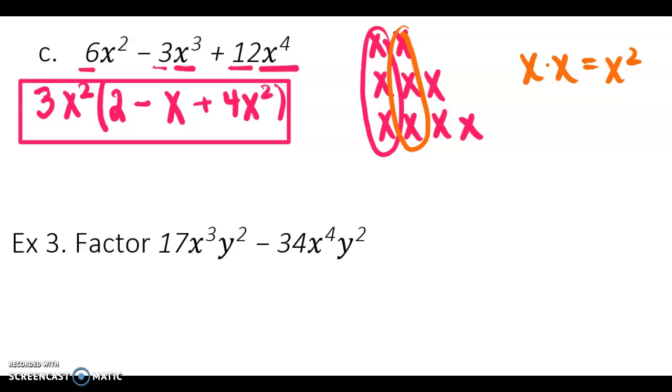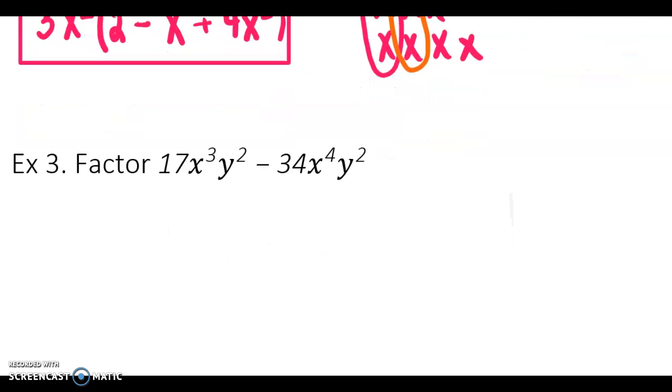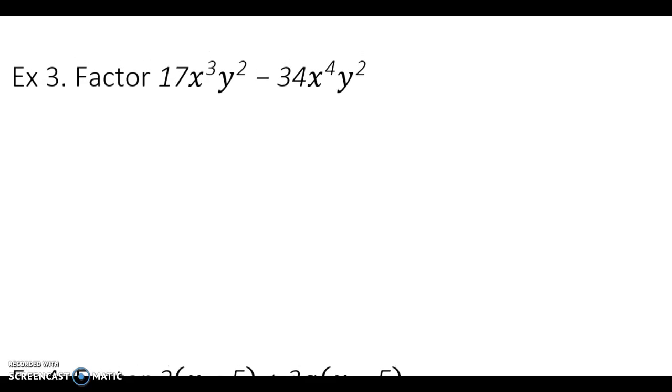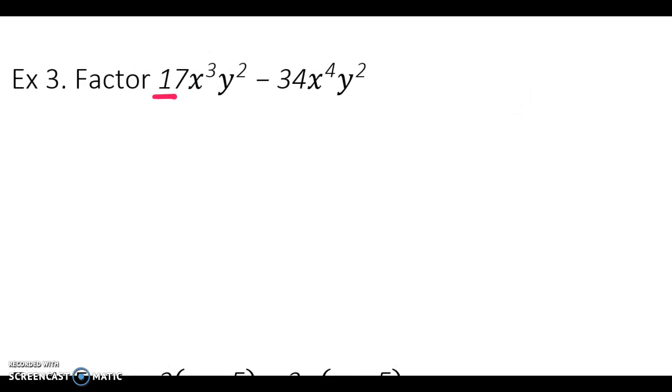All right, and the next one we have factor 17x to the third y squared minus 34x to the fourth y squared. And so we're going to think of the numbers 17 and 34. Now, maybe 34 is a multiple of 17, so let's go ahead and do 17 times 2. And I get 34, so I could take out a 17. And then let's think about the variables.